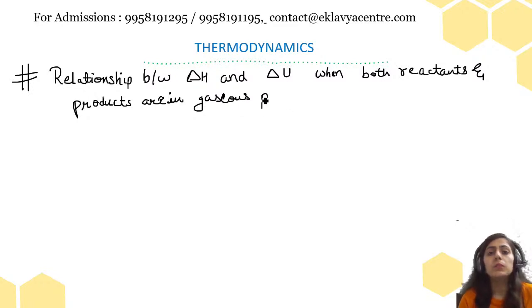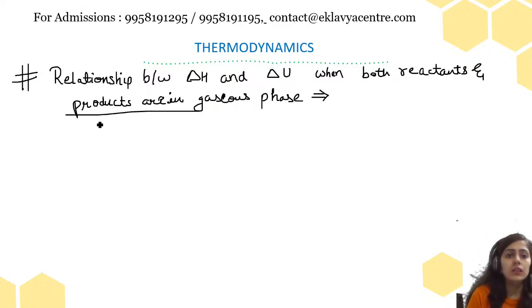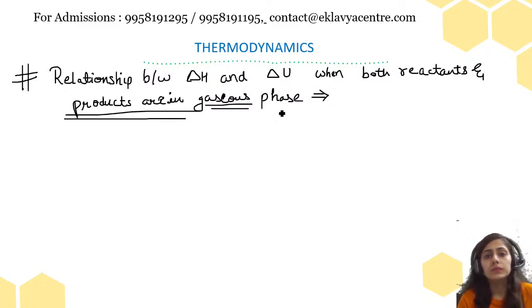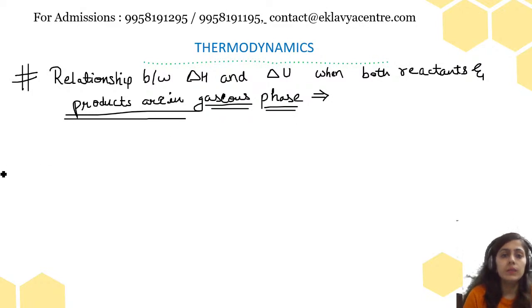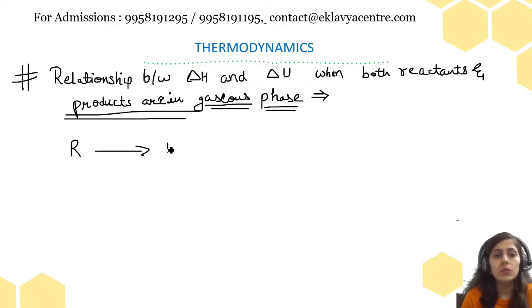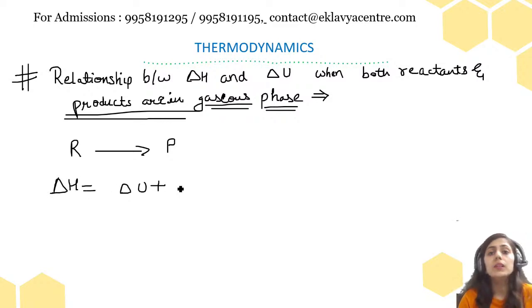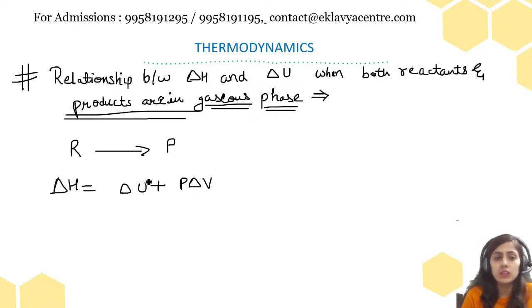So, relationship between delta H and delta U when both the reactants and the products are in the gaseous phase, right? So, we have a reactant gets converted into product, yes. So, we have this formula delta H is equals to delta U plus P delta V. We had discussed this formula in the previous lecture.